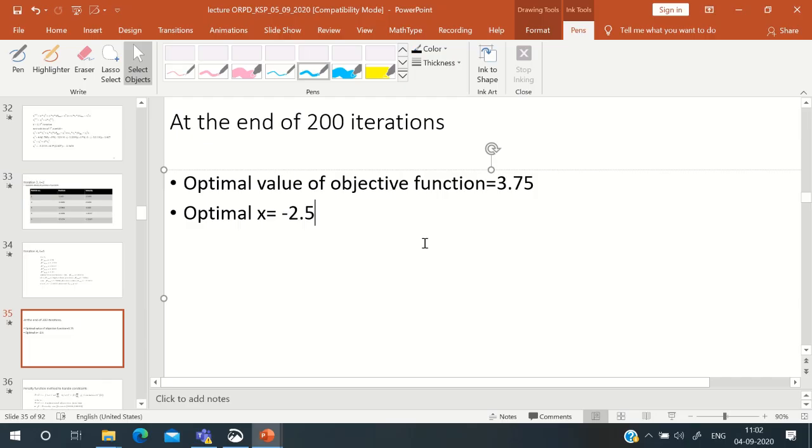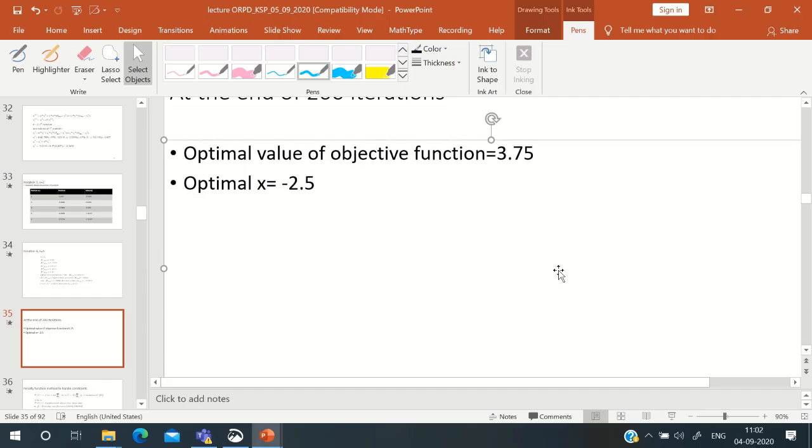So this is the working of PSO, right? In the next lecture, we will solve the optimization problem of power system using PSO method.